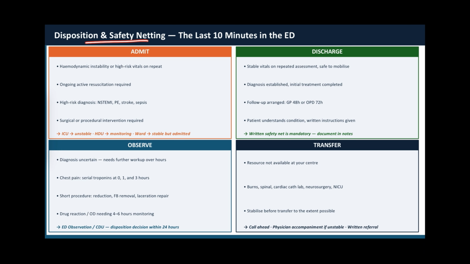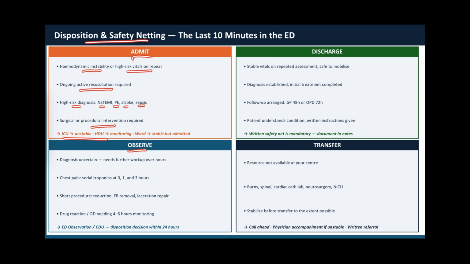If you are admitting the patient, ensure that he is going to the right place. Which patients are we going to admit? These are patients with hemodynamic instability or high risk vitals on repeat, if there is ongoing resuscitation required for the patient, high risk diagnoses like NSTEMI, pulmonary embolism, stroke, and sepsis, or if surgical or procedural interventions are required.